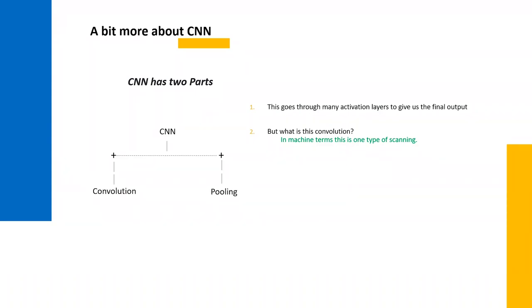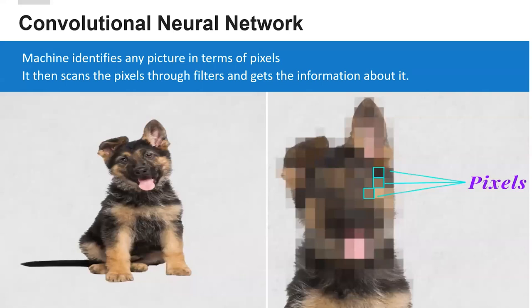Convolution is nothing but scanning, right? So a machine identifies any picture in terms of pixels. We don't actually look into pixels, or rather maybe our brains might look into pixels and then figure out, but as a whole we don't look into pixels. From our perspective, we rather look into the edges and the shape of that particular object, right? The machine looks into the pixels, and it scans the pixels through filters and gets the information about it. There are many filters through which this scanning goes on, and the machine is able to understand what type of information it has for each of these pixels, right?